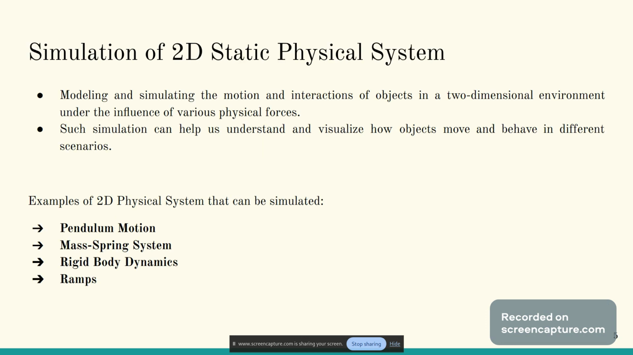So, what does our solution do? It models and simulates the interactions and motions of objects in a 2D environment under the influence of various physical forces. The types of physical systems that can be simulated in our solution are pendulum motion, mass spring system, rigid body dynamics, and ramp systems.